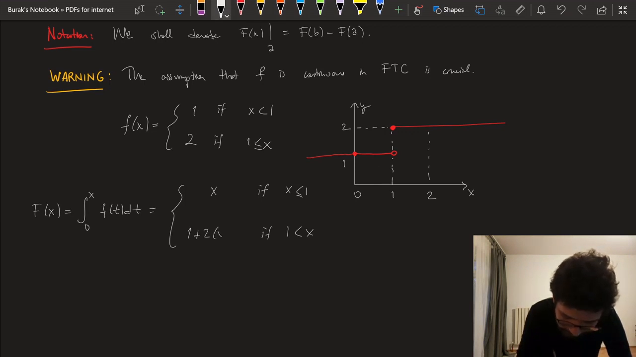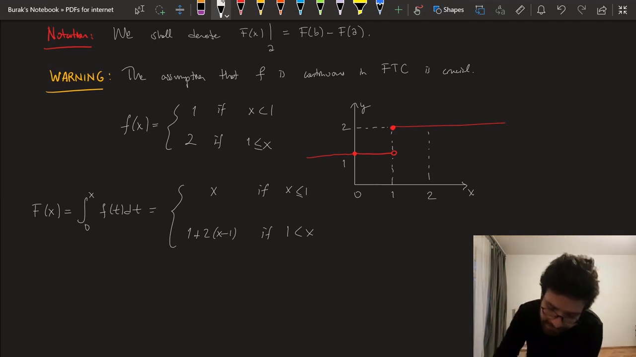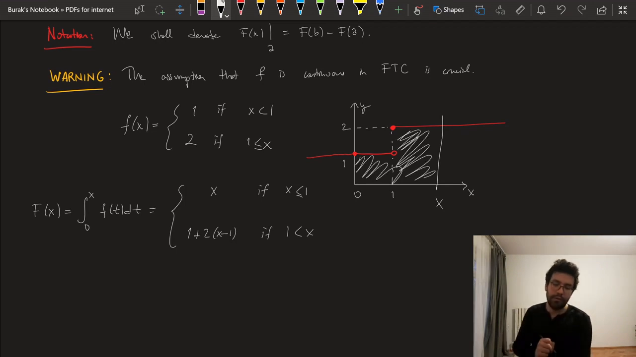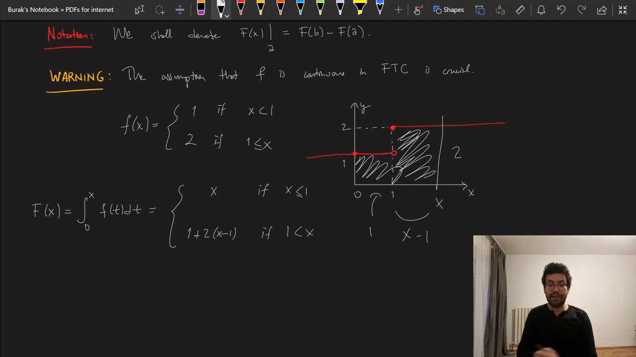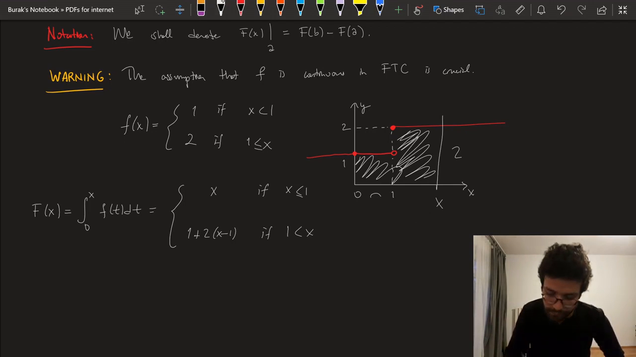The reason is, if you pick an x here, what's the area of this region? This little square has area 1. This rectangle has area 2 times (x minus 1). So in total, you're going to get that. So let me undo all this.